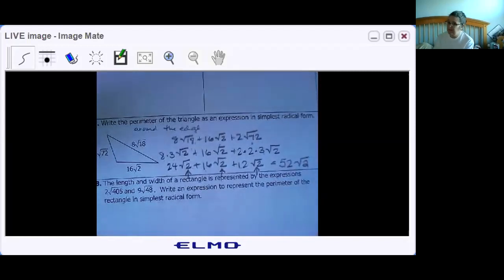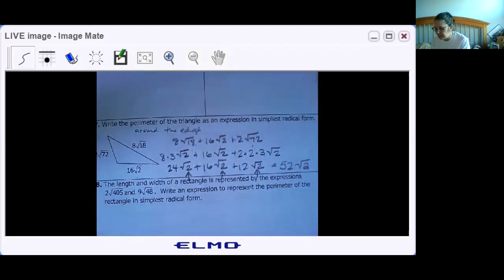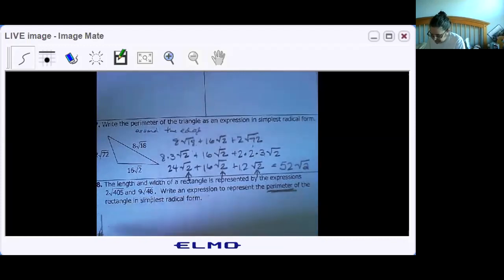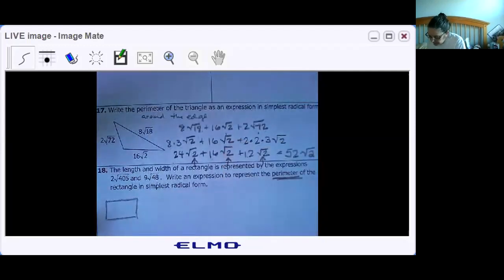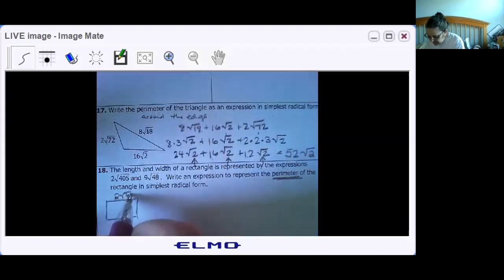Now, sometimes they're not nice enough to give you a picture because, you know, it is a word problem after all. It's a real world situation. The length and width of a rectangle is represented by the expression 2 times the square root of 405 and 9 times the square root of 48. Write an expression to represent the perimeter of the rectangle in simplest radical form. Well, first of all, it's a rectangle, so let's draw that out. Okay, now, once we have it drawn out, we have one side that's 2 times the square root of 405, and the other side, which is 9 times the square root of 48.